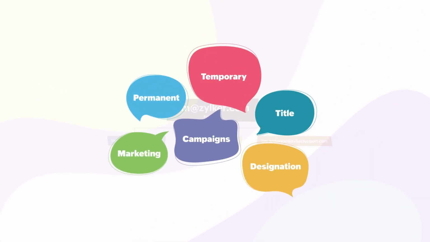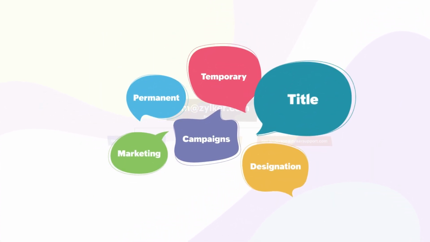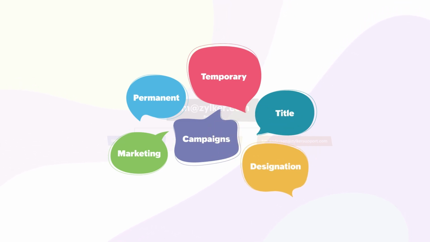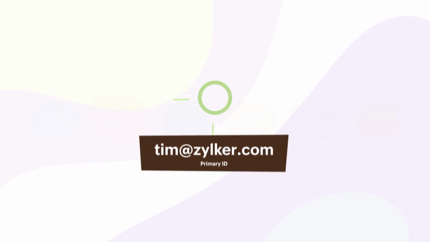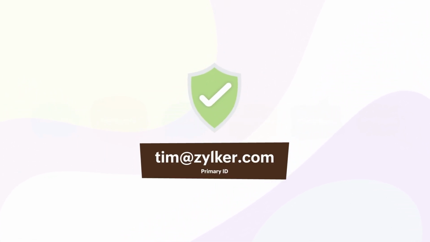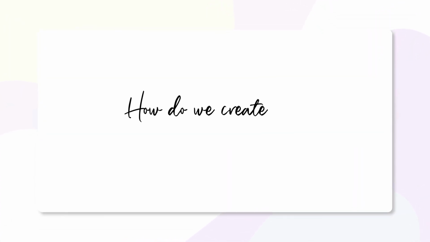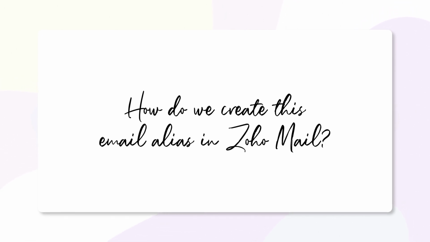Whether it's permanent or temporary usage, title or designation based, campaigns or marketing activities, email aliases are your go-to email addresses to protect the privacy of your primary accounts. So, how do we create this email alias in Zoho Mail?